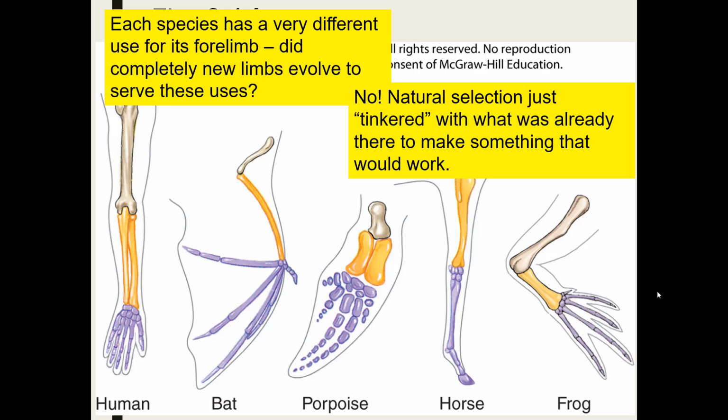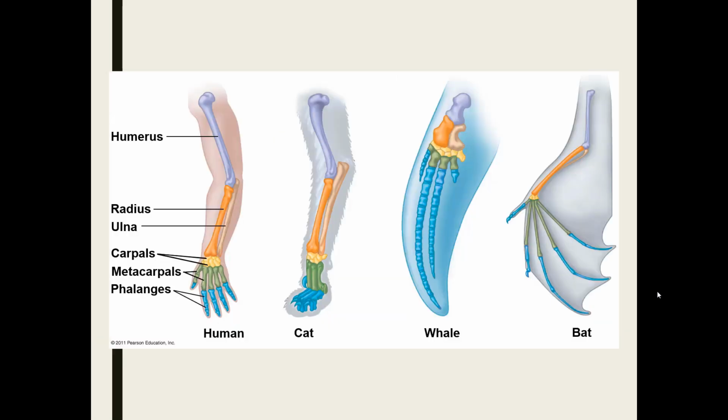The easiest explanation is that natural selection tinkered with what was already there. The early ancestor of vertebrates, which would have been like a lobe-finned fish, had this structure, and then it just got modified in its descendants. Descent with modification. Here's just another figure kind of showing you the same thing.